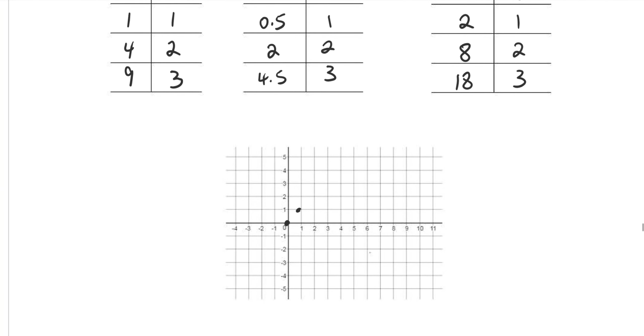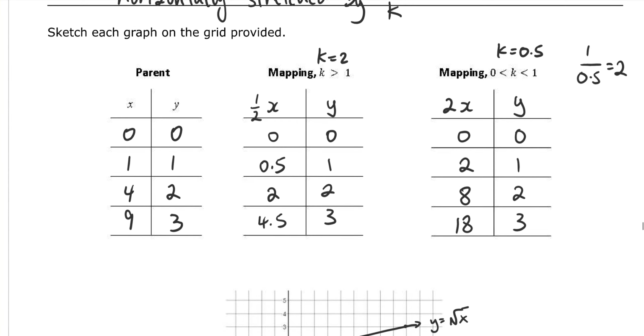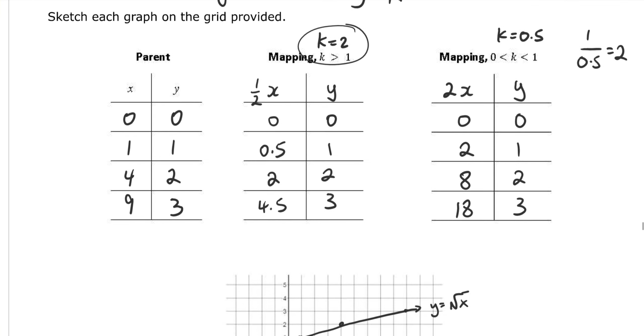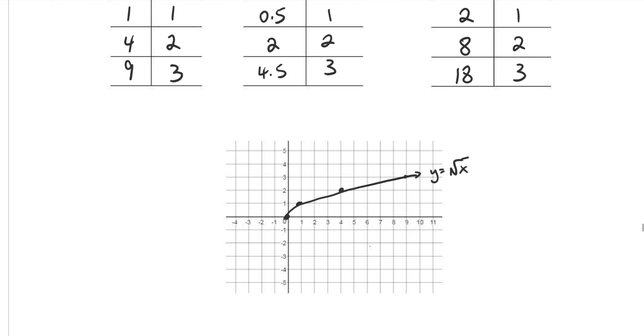So here's the base function, y equals the square root of x. Here's the one that is horizontally compressed. I'll do that one in a different color. So 0, 0, 0.5 and 1, 2 and 2, 4.5 and 3. So here is my horizontally compressed graph, y equals square root of 2x.